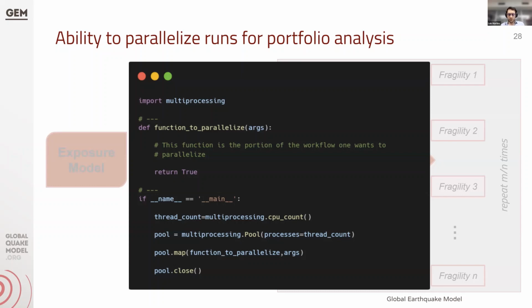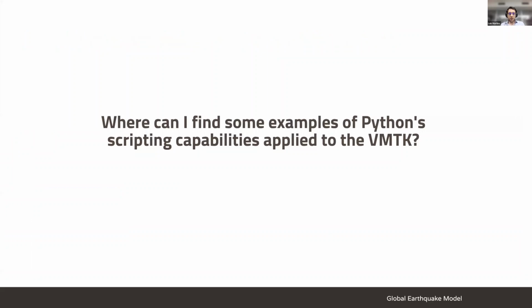Here's a very generic example using the multiprocessing library, where basically you create a function that you want to parallelize. This function will contain the portion of the workflow in the vulnerability model toolkit you want to parallelize. And then basically you create a pool and you send that function to as many threads as you can. This is, again, very useful for portfolio analysis.